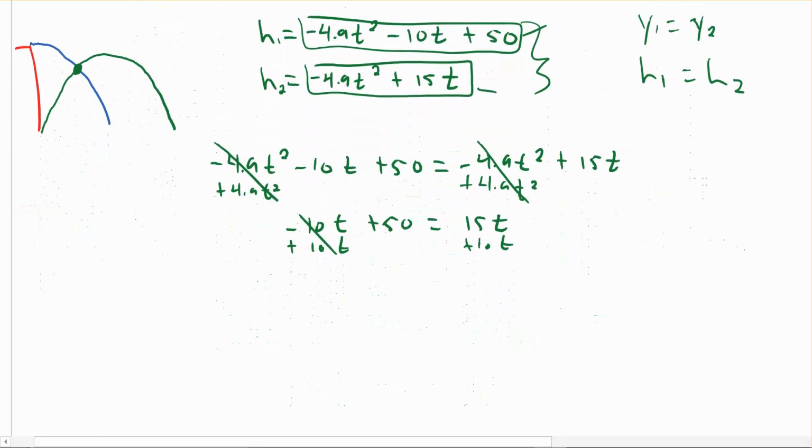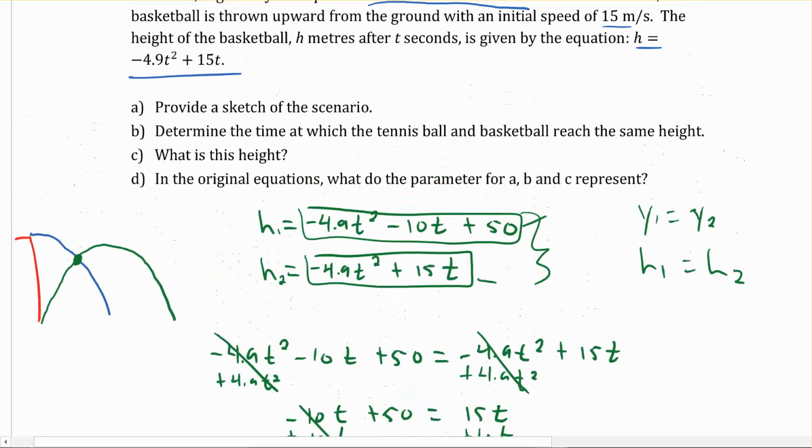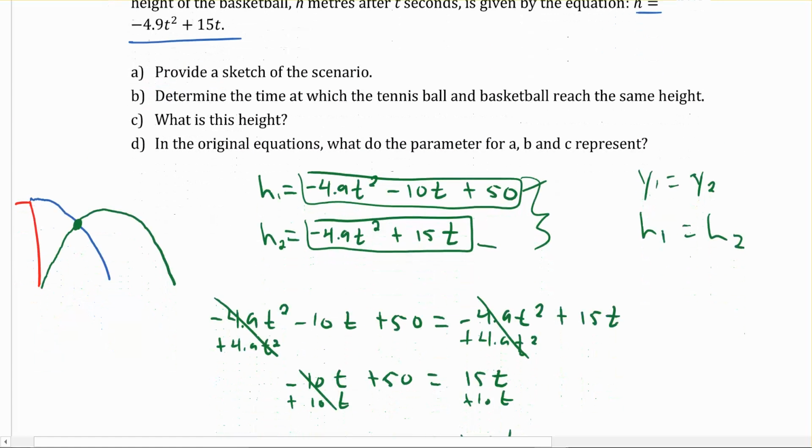And I have 25t is equal to 50, so I'll divide both sides by 25. And I've got t is equal to 2 seconds. Oop, I said 2 and I wrote s. 2 seconds. Okay, so that takes 2 seconds. We solved that algebraically. So B is done.